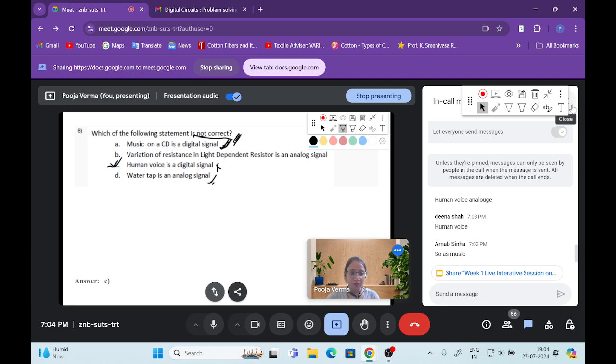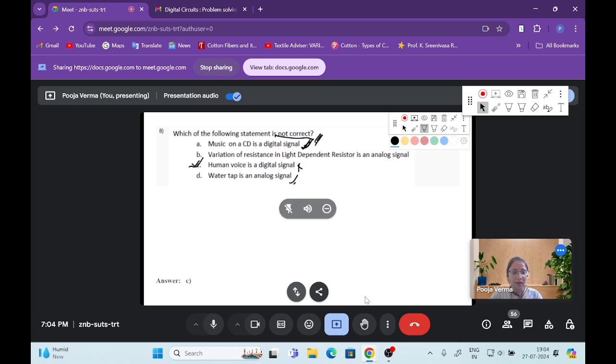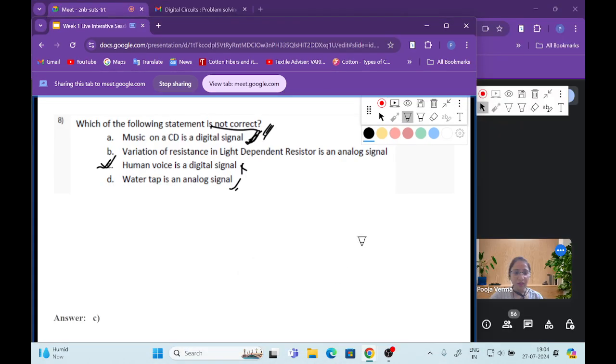So as a music, but music is also an analog signal. Whatever I am speaking, it is in analog, but the way it is going to you, that is converting in a digital form. Whatever I am speaking here, it is first in analog, and then it is converted by an analog to digital converter, and it is going to you in digital form. So it is a way of transmission.